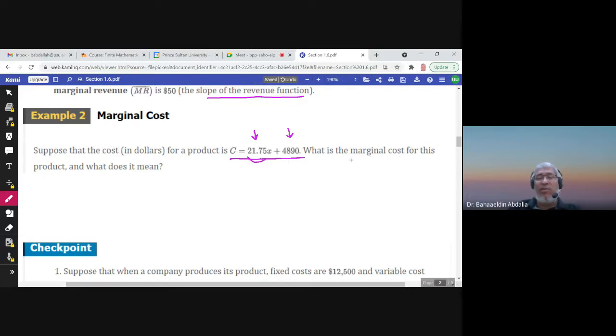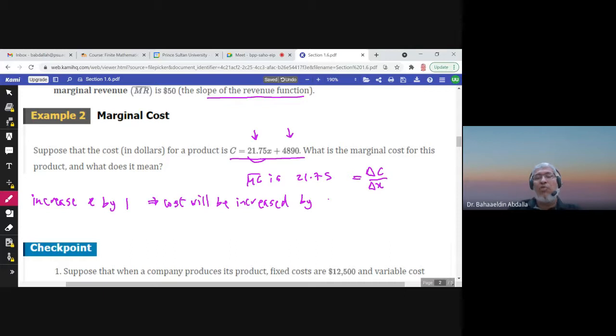So when he asks about the marginal cost, it is 21.75. What does it mean? It means delta C over delta X. So if we increase X, which is the number of units, by 1, the cost will be increased by $21.75, dollars.